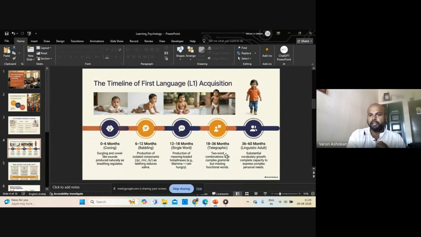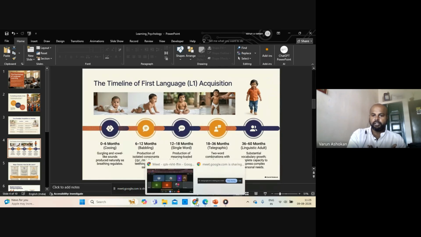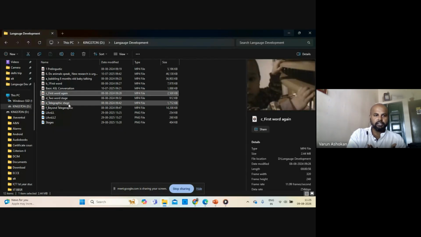Next, we have a telegraphic stage where the child tries to interact in one or two words. Here I may have some example. Let's see.